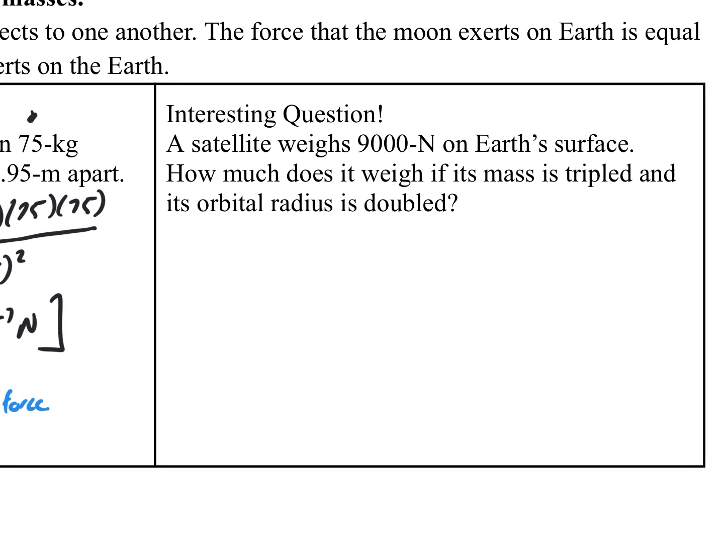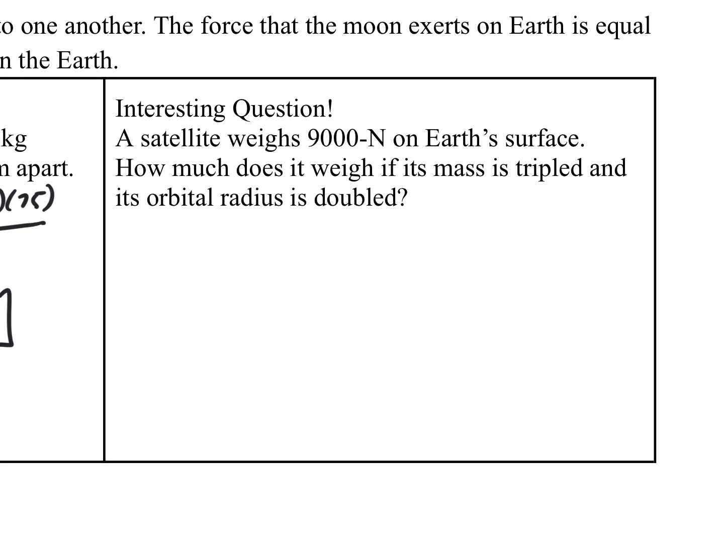That's kind of cool. Here's an interesting question here. Sometimes we ask you to figure out the ratios of things. Basically, we have a satellite here that weighs 9,000 newtons on Earth's surface. And how much does it weigh if we're going to triple its mass and then double the orbital radius? So here's how we attack this kind of question. Here's how we approach it.